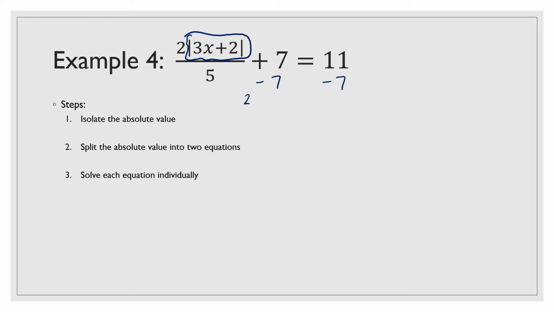When we do that, that plus 7 will go away. Everything else will be the same over on the left-hand side. And then we have 11 minus 7, which is 4. You can either get rid of this 2 first or get rid of the 5. Really however you want to do that. I'm going to get rid of the 5 first by multiplying both sides by 5.